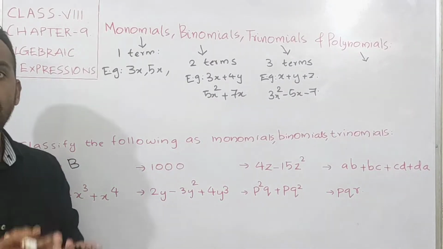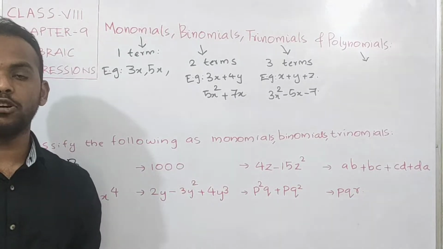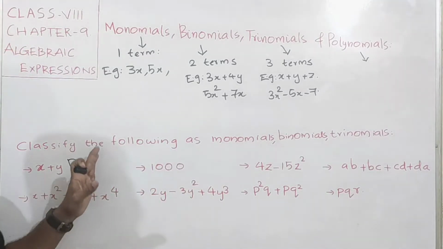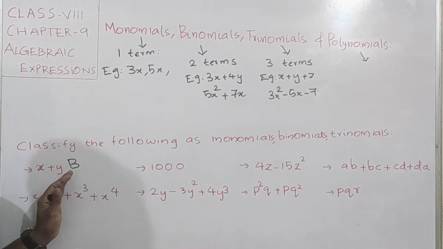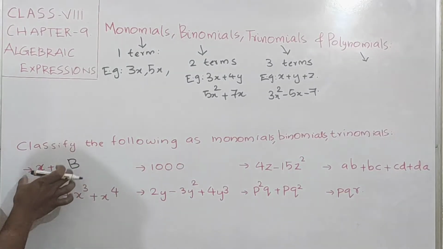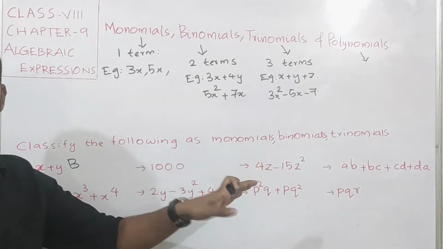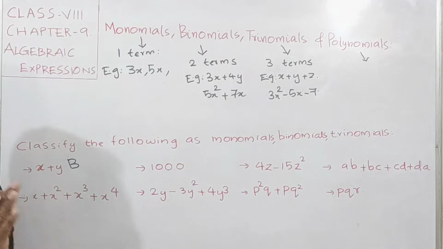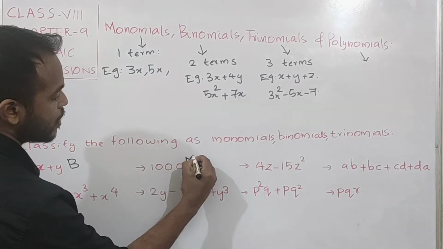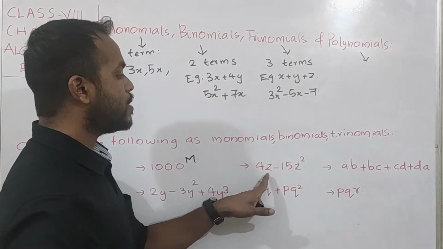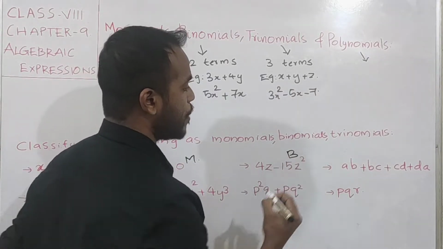So draw a box and put headings: monomial, binomial, trinomial, polynomial, and write the expressions according to the given order. That is, if two terms are given, then you write that expression under binomial. If three terms are present in the given expression, then you can categorize them as trinomial. Let's see how many terms here. One term, so that's a monomial. Then 4z minus 15z square. How many terms? Two terms, so that's again a binomial.